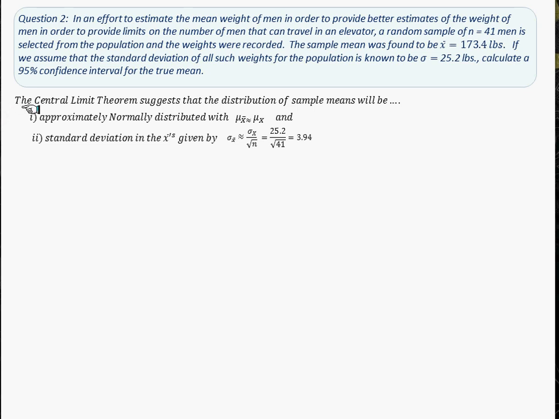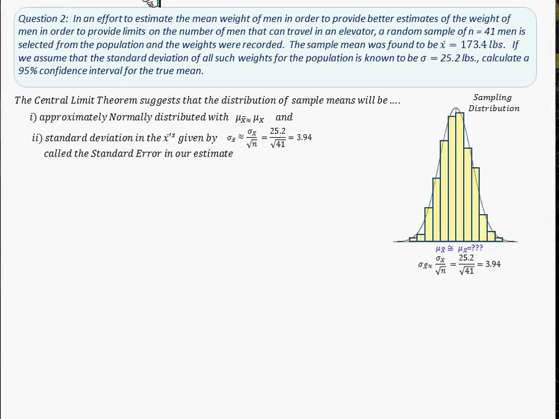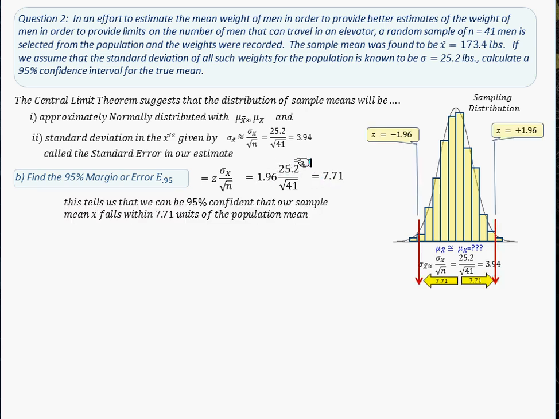We have a sample of n equals 41 men, and their weights were recorded, and the sample mean was found to be 172.4 pounds. Standard deviation 25.2 is known. What can we say about the population? We have here on the screen the margin of error, 95%, 1.96 sigma over the square root of n, or 7.71. And this means that on the right here we have that 95% of the x bars will fall between those two red lines, or plus or minus 7.71 of the population mean.